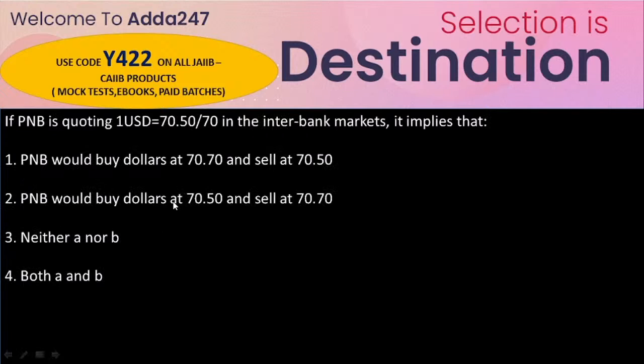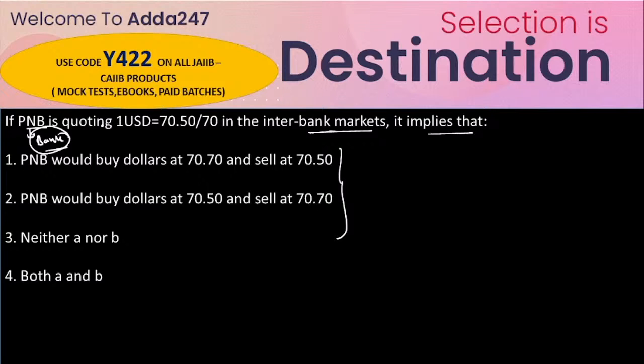Okay, now the next question is from foreign exchange arithmetic, and this is a very important question from the exam point of view. If PNB, that is a bank, is quoting $1 equal to 70.50 and 70.70 in the interbank market, it implies that. The multiple choices are given, so you have to select only one option here.